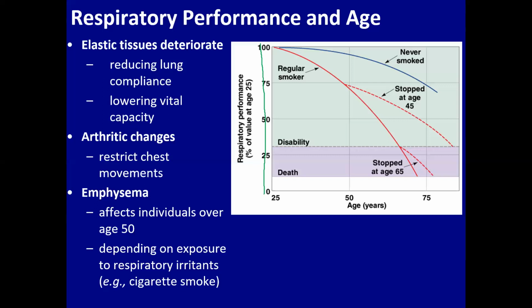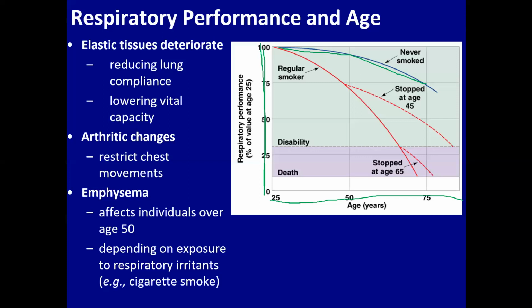We're looking at respiratory performance from 0% to 100%. Here we're looking at age, from the age of 25 to 75. And let's just say you never smoked, right? So you're at 100% capacity. Even by the time you're at 50, you're at 90% capacity. Then by the time you're 75, you slow down a little bit, and you're at 75% capacity. That's fine. You're 75 years old. Everything else is slowed down.